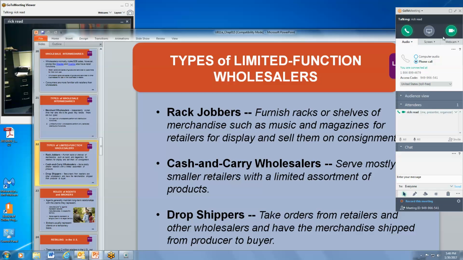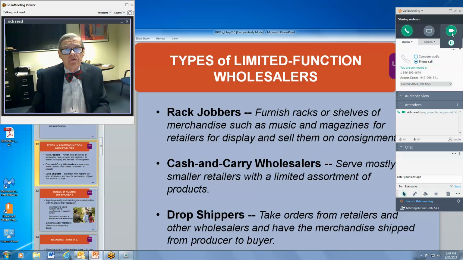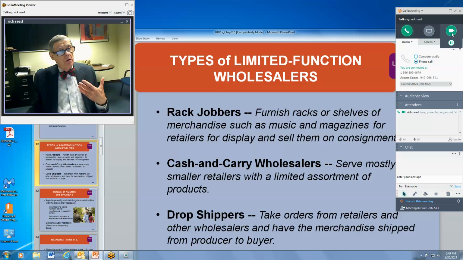And here's some of the limited ones that we know of. We may not know the names, but we know it. Rack jobbers, cash and carry, and drop shippers. Rack jobbers, they put racks in retail stores. And they're sold on consignment. When something is sold, they get the sale.